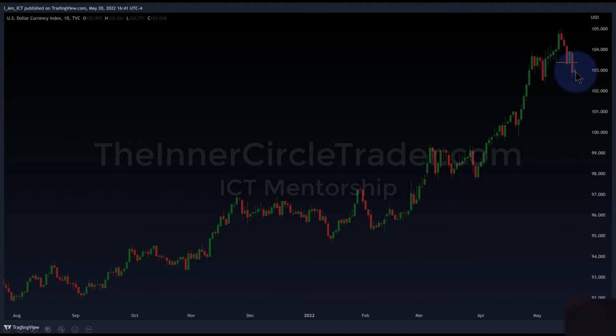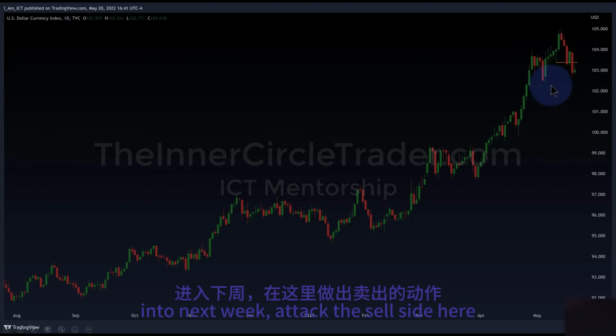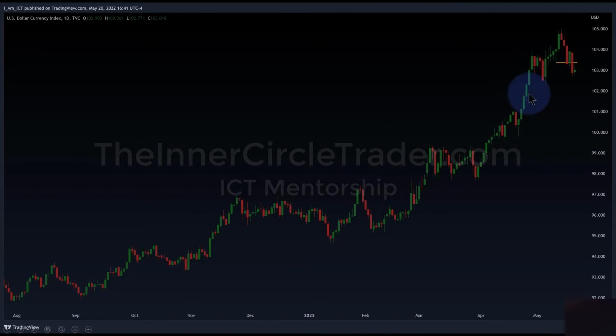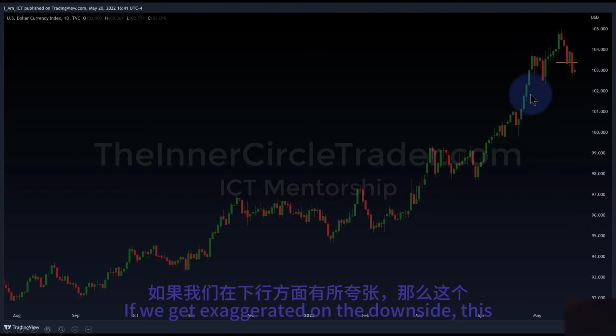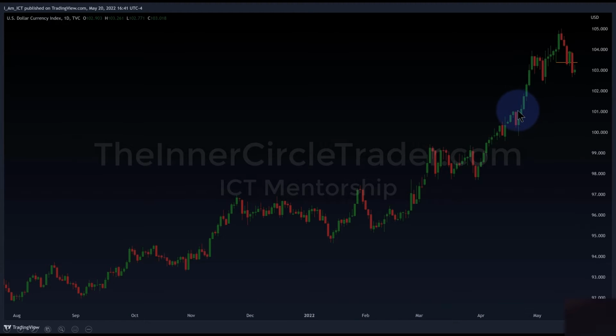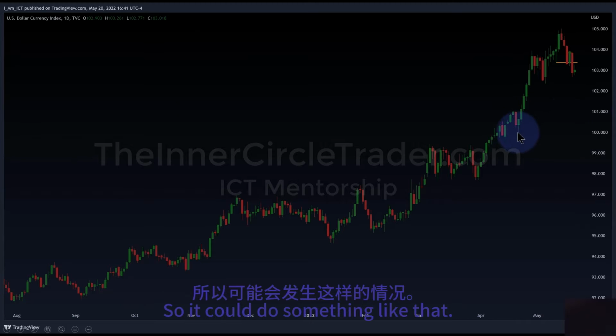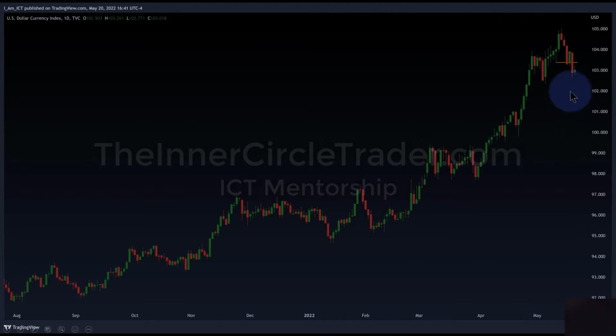I think that we may trade lower going into next week, attack the sell side here, and work inside of this imbalance. If we get exaggerated on the downside, this order block here may be something that may be revisited. So it could do something like that, and then we'll see if it wants to resume later on.